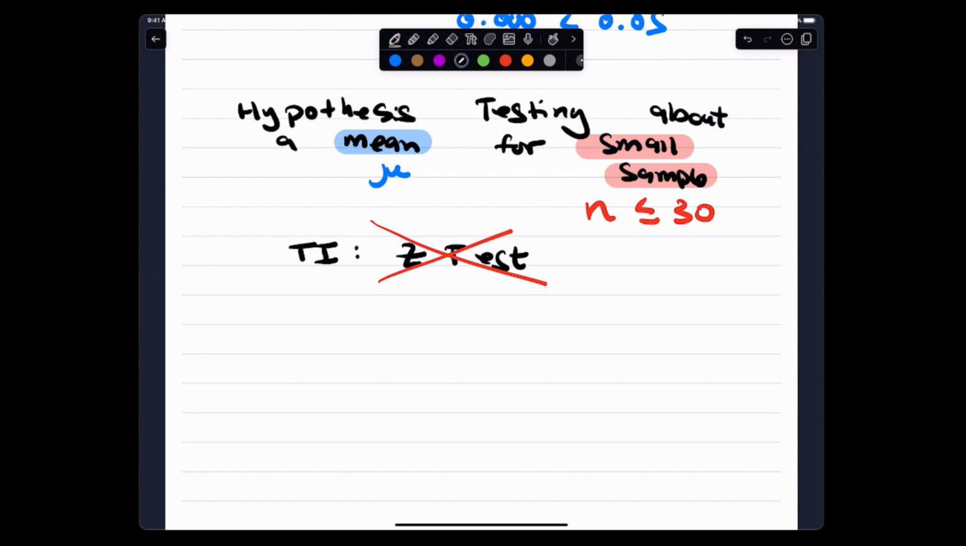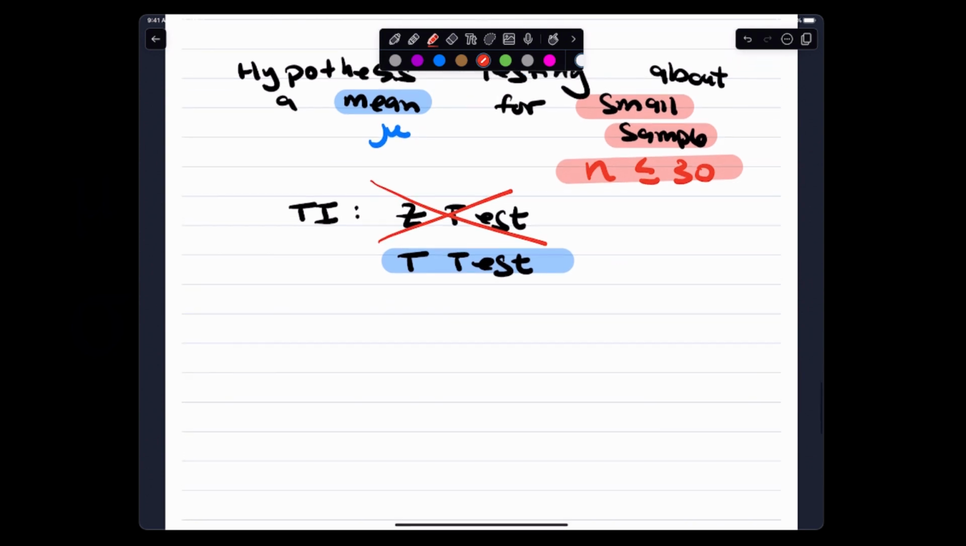You're going to use what we call a T-test. And a t-test is used for a small sample. Small sample, anything under 30.